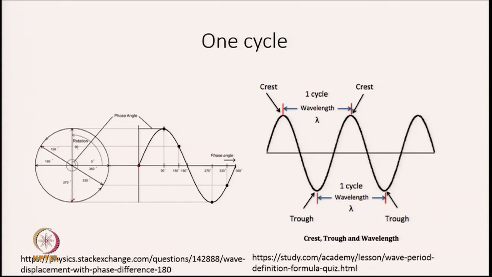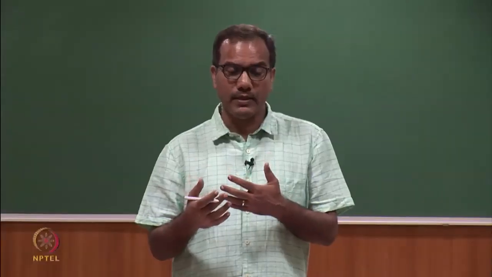And if you are at this position, this corresponds to 270 degrees of rotation. At this position, 330 degrees of rotation. And at this position, 360 degrees of rotation. So, from this place to this place corresponds to one cycle of rotation. Now, there is another way to define a cycle.